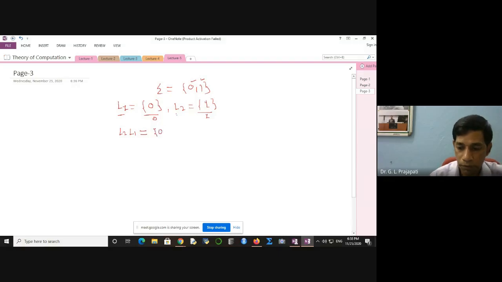So once you concat them, first you have L2, so you can write 1 because this is 1. Then you have L1, which is 0. Once you concat this, you are getting the string 1, 0, and this is the resulting regular language. And the regular expression for this you can simply write as 1 0.